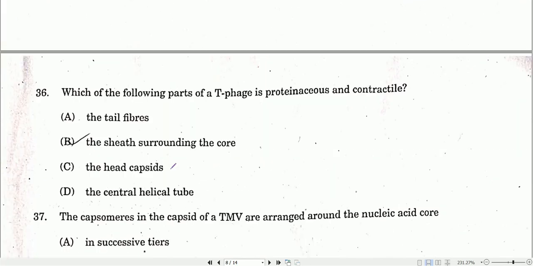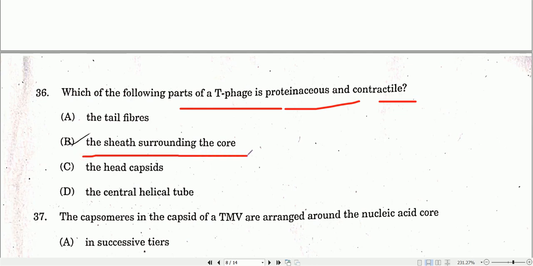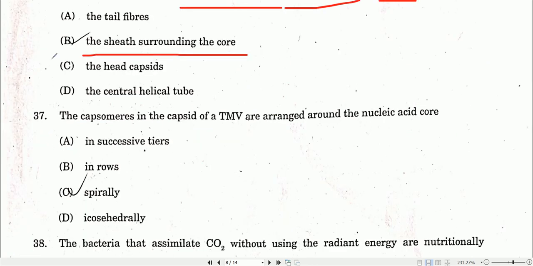Coming to question number 36, which of the following parts of the T phage is proteinaceous and contractile? So option B will be the correct one. That will be the sheath surrounding the core. Coming to question number 37, the capsomeres in the capsid of TMV, tobacco mosaic virus, are arranged around the nucleic acid core. That will be spirally arranged. The arrangement will be spiral.